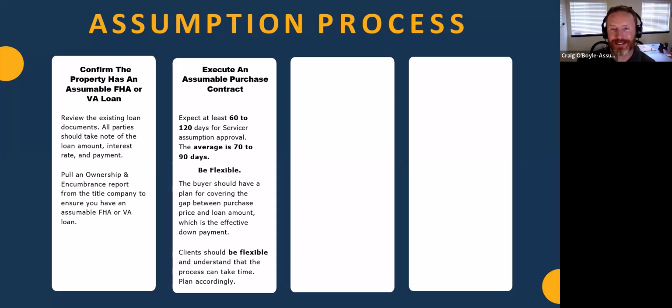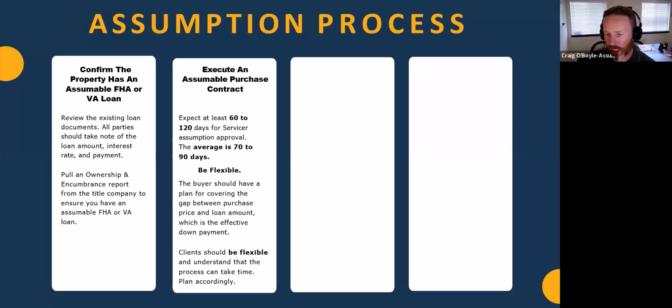Expect at least 60 to possibly 120 days for servicer assumption approval. The average that we're seeing across the board with all servicers, and this number has come down, is 70 to 90 days. It used to be a hard 90 that we were telling people, but it is getting better. But the key here, and the reason it's in bold, is be flexible. People need to be talking to their agents, to the other side of the transaction, to understand everybody's required timeline.